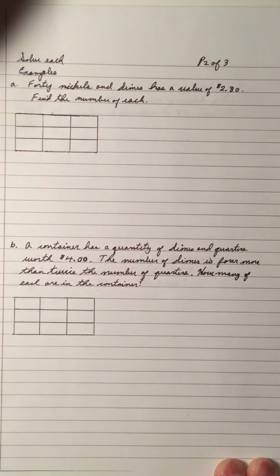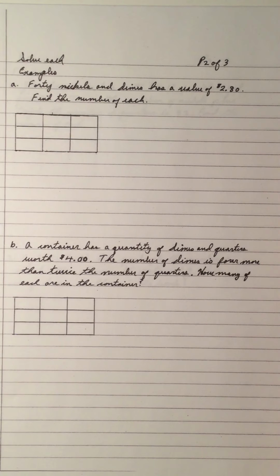So these word problems on money are very similar, only we're dealing with nickels, dimes, and quarters, etc. And nickels has 5 cents, dimes is 10 cents in value, and quarters is 25. So let's do some examples.